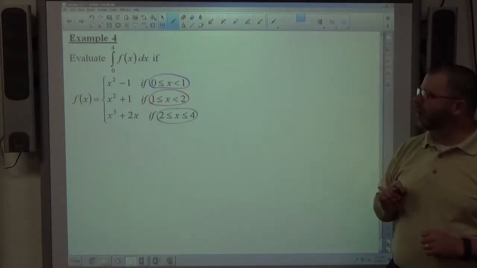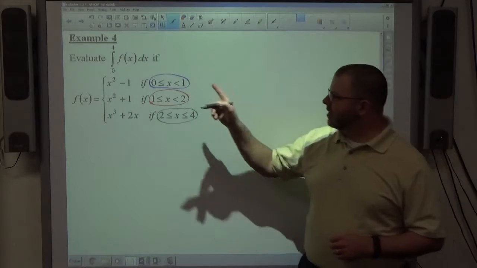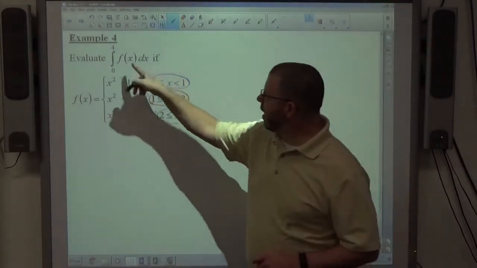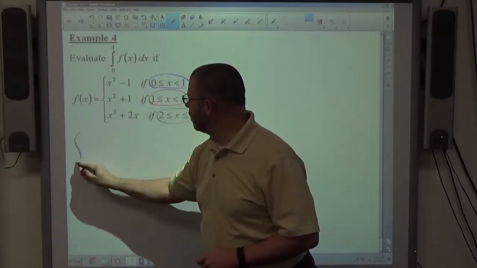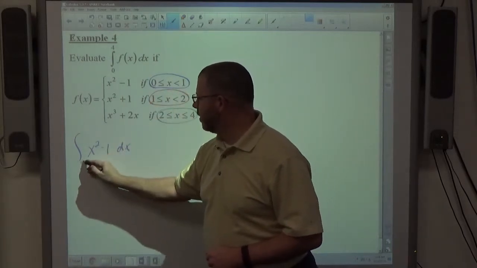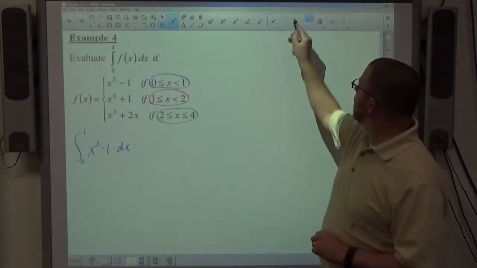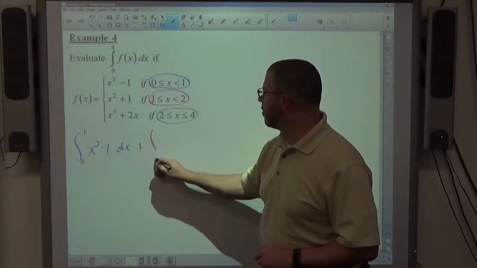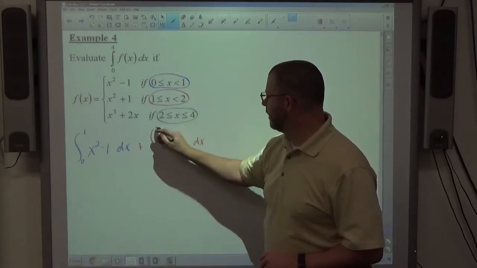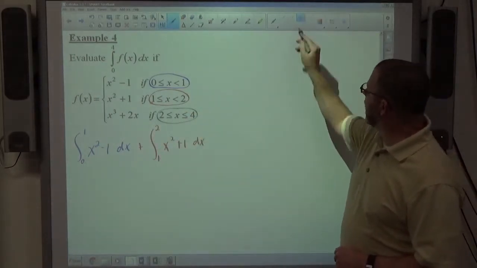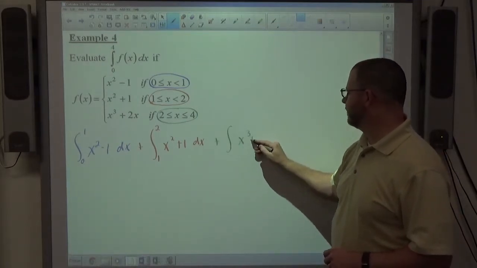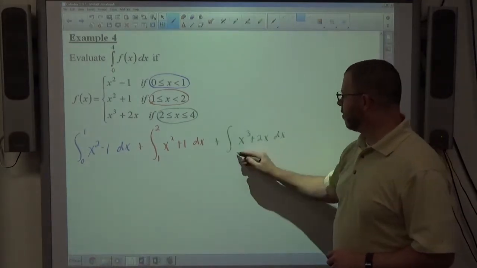Now, what I want to do here is break this into a separate integral for each different piece. So I'm going to rewrite this problem as the integral of x squared minus 1 dx from 0 to 1. I'm going to add that to the integral of x squared plus 1 dx, and that'll go from 1 to 2. And then we're going to add that to the integral of x cubed plus 2x dx, and that's going to go from 2 to 4.